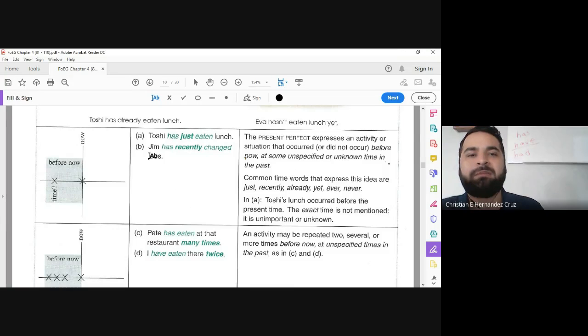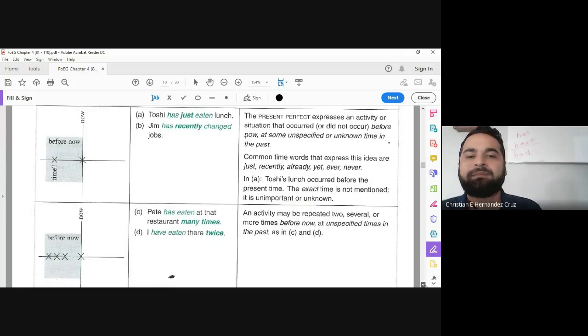We could also say that Jim has recently changed jobs. We don't know how recently. It could have been a couple of hours ago. It could have been a couple of days ago. Could have been maybe even a few weeks ago. But that is not known, and it's not exactly important to the rest of the sentence, so we can continue.